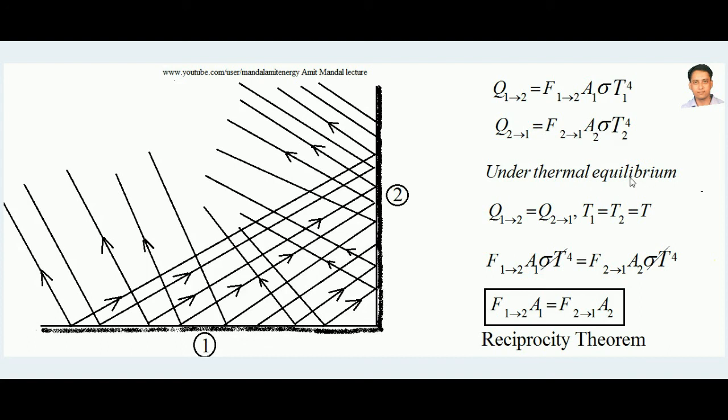Under thermal equilibrium what happens? The amount of heat radiated toward surface 2 from 1 must be exactly the same as the amount of heat absorbed by surface 1 radiating from surface 2. So Q₁₂ must be equal to Q₂₁. Similarly, the temperatures of the two surfaces must be the same. So keeping the values in place of Q₁₂ and Q₂₁, and T1 and T2 equal to T, you can cancel this out. Ultimately you are getting F₁₂ A₁ equal to F₂₁ A₂. It is called the reciprocity theorem or reciprocity relation.